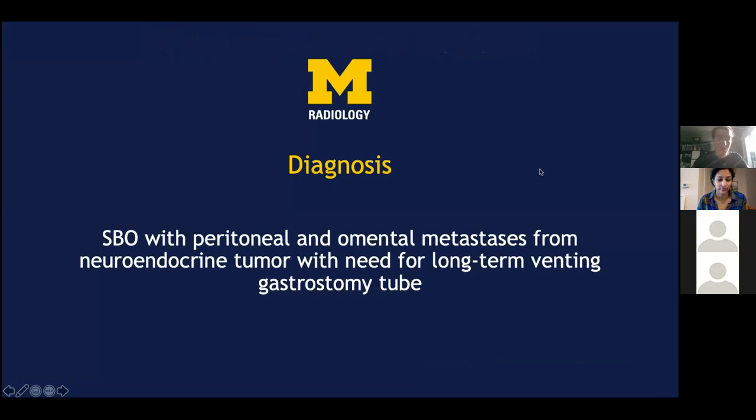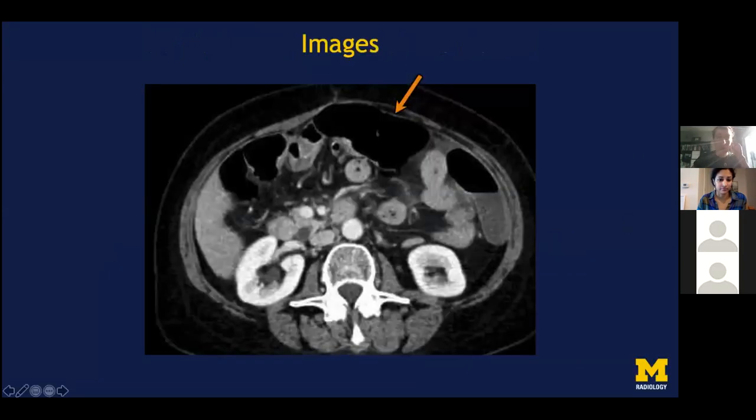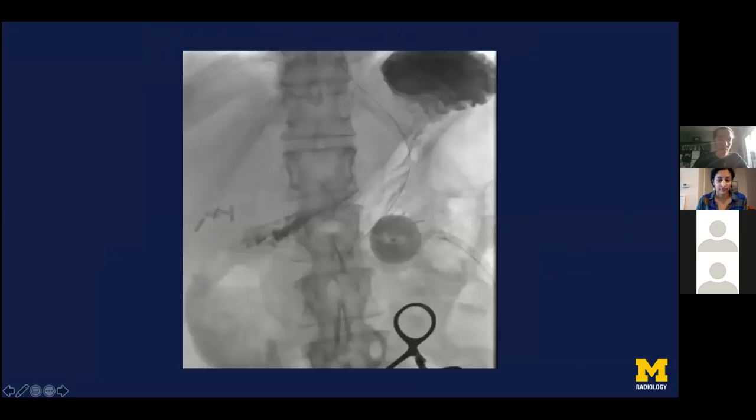So our diagnosis was a small bowel obstruction with peritoneal and omental metastases from a neuroendocrine tumor with a need for a long-term venting gastrostomy tube. Normally when we think of gastrostomy tubes, carcinomatosis is thought of as a contraindication. In this case, we see a clear window for placing the tube, and so the procedure was attempted. So this is after the gastrostomy tube. This is the final fluoroscopic image.